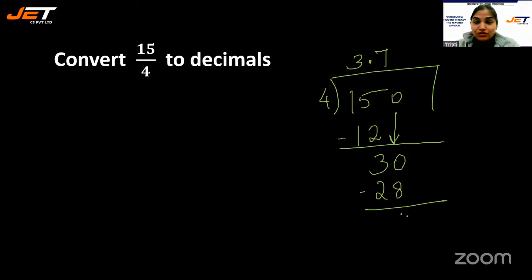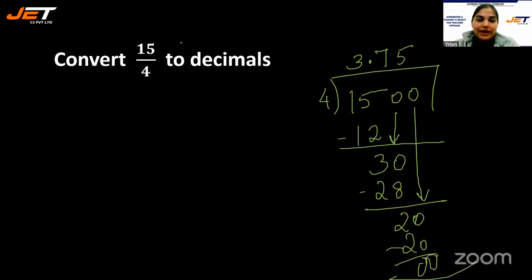I'm still getting 2. I'll put one more 0. Now, putting one more 0 doesn't mean you have to put the decimal again. No, it's just for the first time. So here, 4 fives are 20. Now, my answer is 3.75.